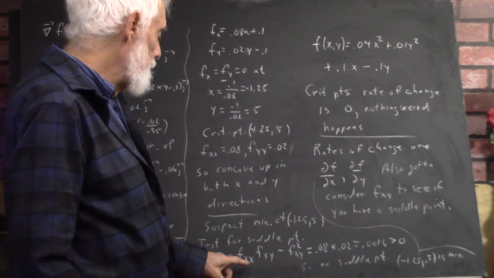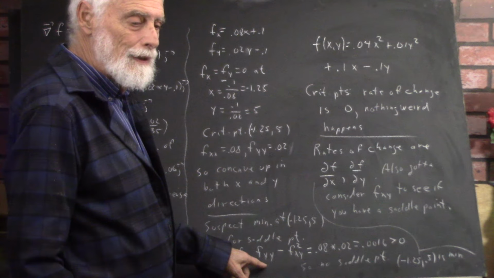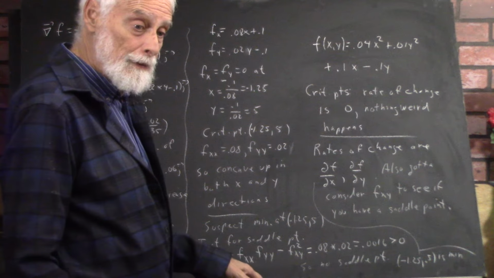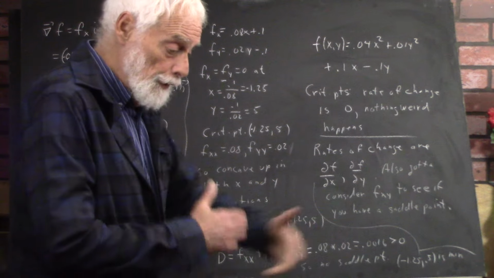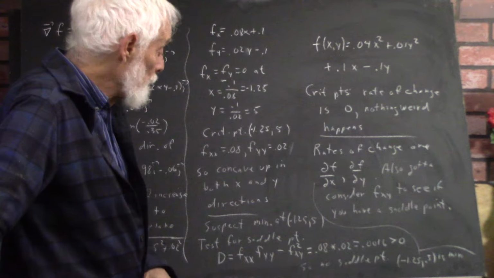Well, first of all, if fxx and fyy are of different signs, this product is going to be negative. Of course, what that means is that one is concave up, and in the other direction you're concave down. So clearly you've got a saddle point, or maybe something worse.